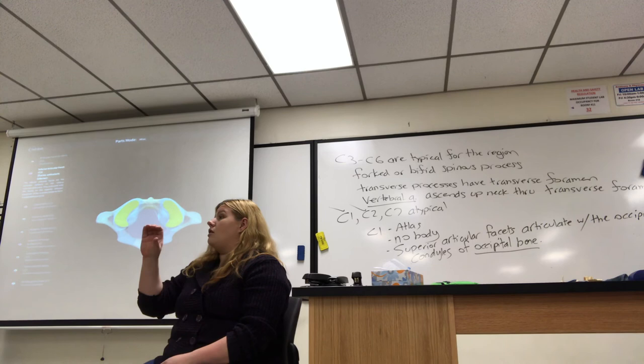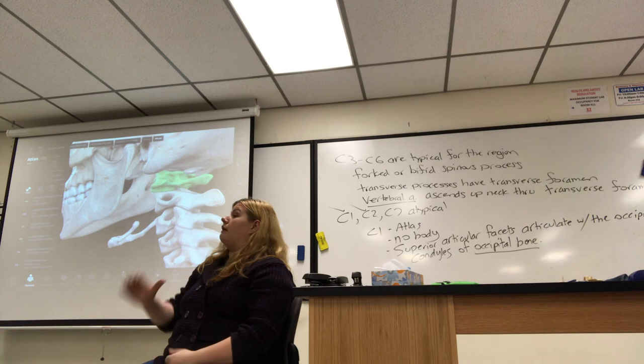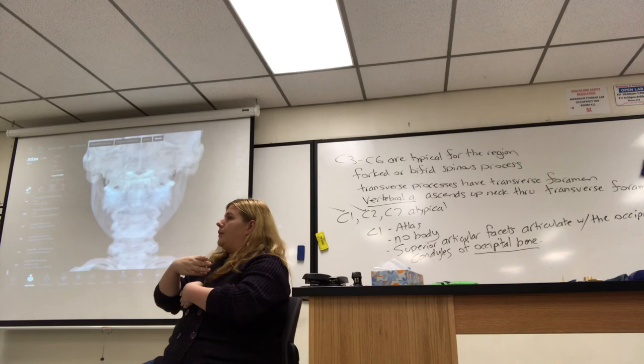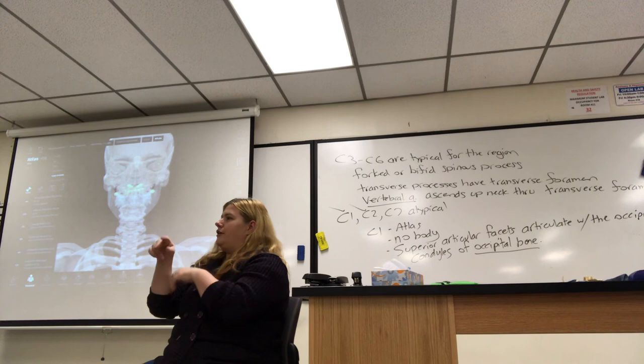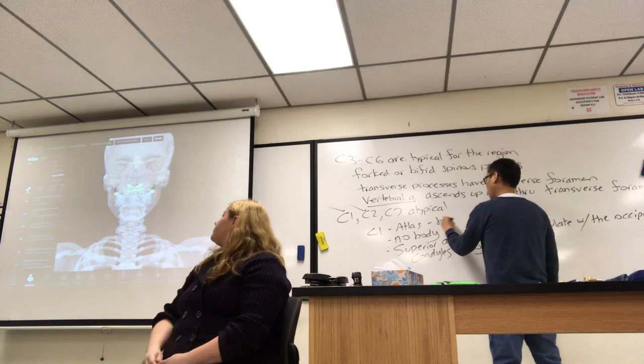Let's go back and look at C1 in the body. I have C1 highlighted. What I'm going to do is I'm going to fade others. There's an anterior view. Can you see that C1 is behind your upper jaw? It's way up there. That's where it is, okay? Posterior to upper jaw, behind upper jaw.